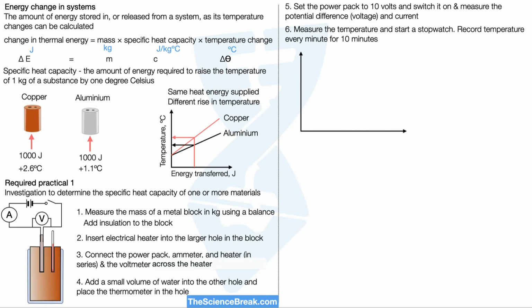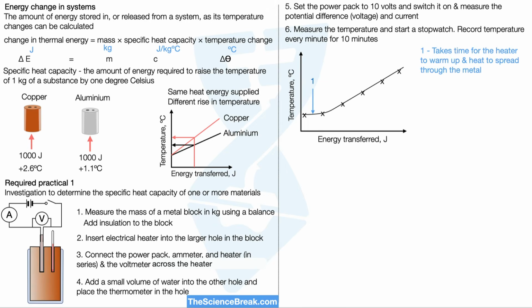Here is a graph that we would end up with, something like this. Energy transferred on the x-axis and temperature in degrees C on the y-axis. Here are a set of values, and if we join them up with the line of best fit, we notice that it doesn't rise equally in all parts. This part here at the beginning is there because it takes time for the heater to warm up and for the heat to spread through the metal.